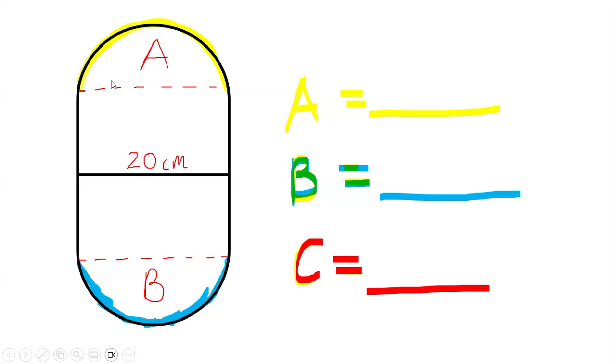What did you all have for A? I have 3.28. First of all, what is the diameter? The diameter is 20. What's the radius? 10. The radius is 10. We're using pi as 3.14, right? Yes. So pi is equal to 3.14.